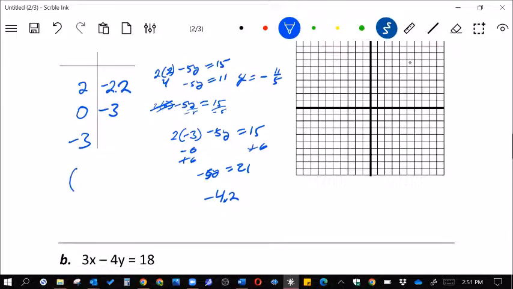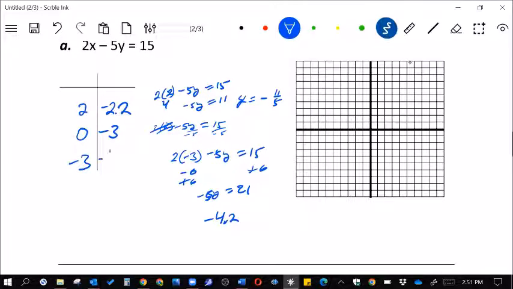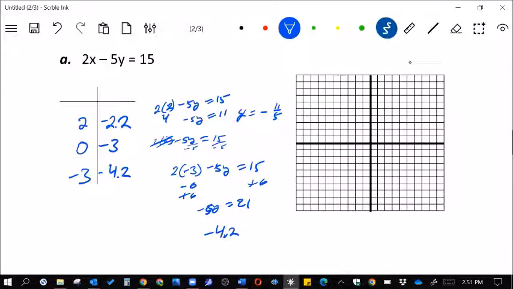So what we have now is a line. Let's go ahead and graph it. So 0 and negative 3, 2 and negative 2.2, a little bit, and negative 3 and negative 4.2. Ooh, now something looks weird, which is the idea here. Let's see what might be wrong with this.